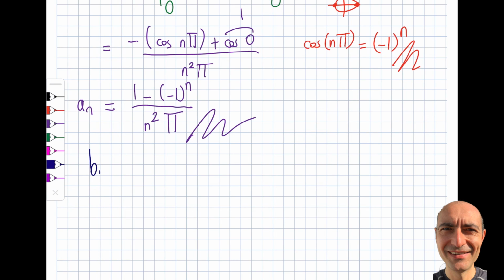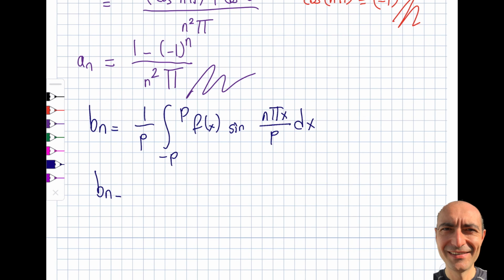So Bn, I'm just copy pasting from there. 1 by p, minus p to p, f of x sine n pi x by p dx. Okay. So if I go and plug it in, just like I did in the previous an value, this is going to be 1 by pi. Minus pi to 0 section will be 0, so I only have to deal with 0 to pi, and this will be pi minus x times sine of, well, as I mentioned before, p is going to be pi, pi gone, right? Sine nx dx.